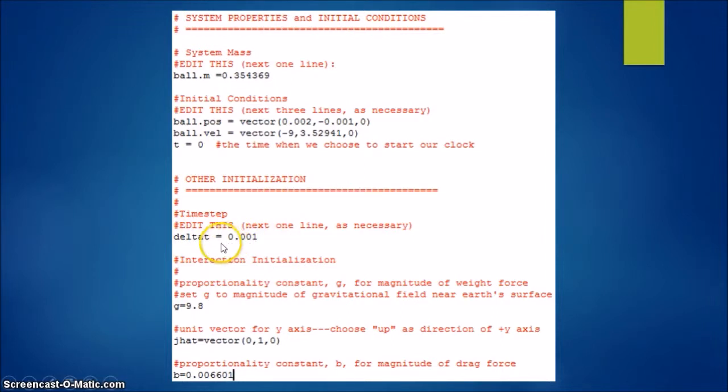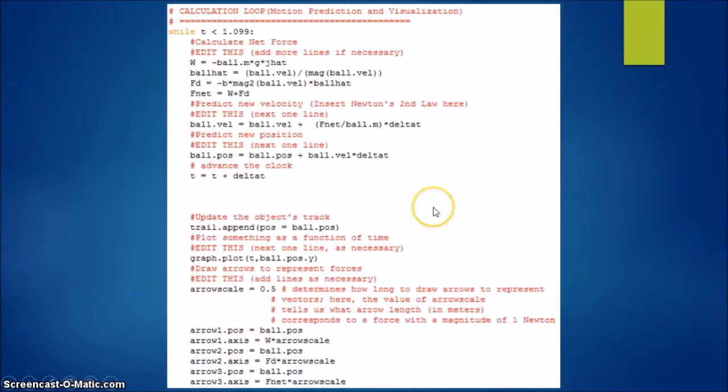So for our while loop, here we set the proportionality constant g for the magnitude of the weight force, which is 9.8 meters per second squared, and the j hat unit vector for the weight force, which usually points upwards in this case. And here I found the proportionality constant for our drag force after repeated runs of my code, so that my x value matches very closely to what was printed out after the statement. I got a value of 0.006601.